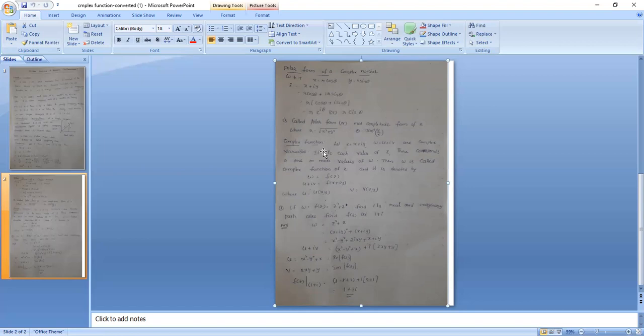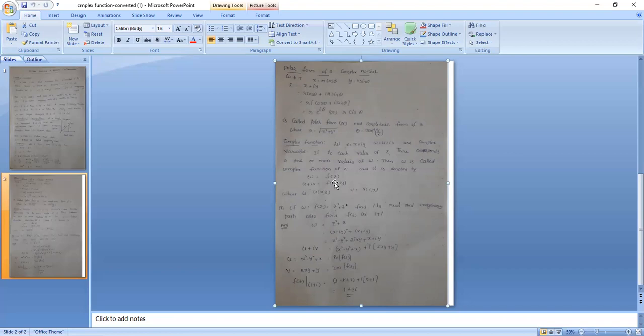Next, complex function. Take two complex variables, z and w, z equal to x plus iy, w equal to u plus iv. If to each value of z there corresponds one or more values of w, then w is called a complex function of z. It is denoted by w equal to f of z. That means giving different values of z, if you get one or more values of w, then w is called a complex function.